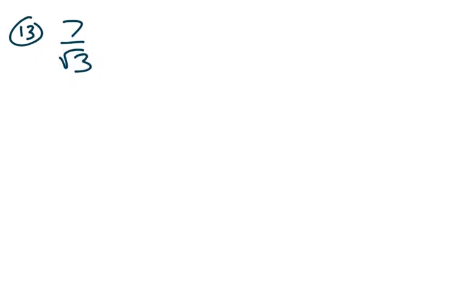So to cancel out this square root of 3, what I'm going to do is multiply by the square root of 3. Now, I can't just magically multiply the bottom by the square root of 3. Whatever I do to the denominator, I have to do to the top. So if I multiply the bottom by the square root of 3, I have to multiply the numerator by the square root of 3 as well.